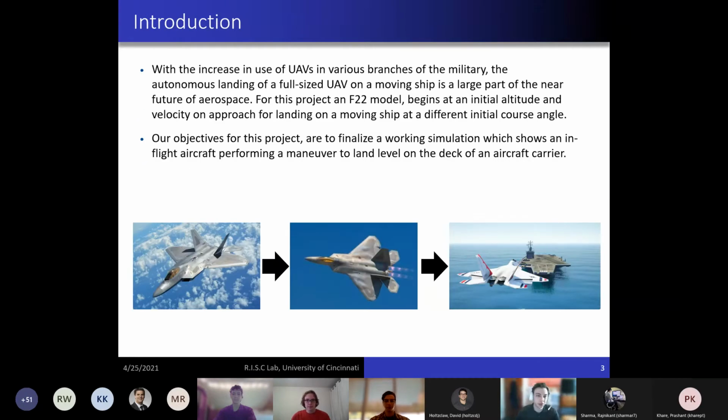So with the increase in use of UAVs in various branches of the military, the autonomous landing of a full-sized UAV on a moving ship is a large part of the near future of aerospace. So for this project, we chose an F-22 model. It'll begin at an initial altitude behind the ship, and it's going to have an initial velocity as well. And it'll land on this moving ship, lowering its velocity. And we're also going to set up a course angle different for the plane and the ship to cause some course correction in there.